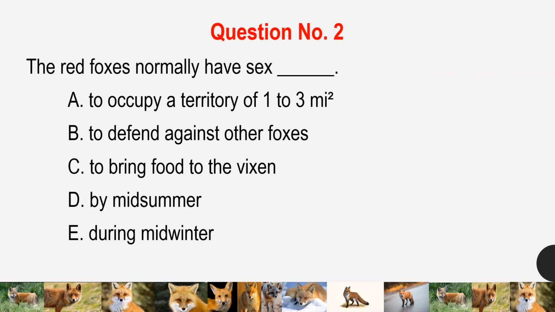Let's answer question number 2. The red foxes normally have sex. A. To occupy a territory of 1 to 3 miles squares. Untuk menguasai kawasan seluas 1 sampai 3 mil persegi. Bukan itu tujuannya. B. To defend against other foxes. Untuk mempertahankan diri dari rubah-rubah yang lain. Juga bukan itu tujuannya. C. To bring food to the victim. Untuk membawakan makanan pada rubah betina. Bukan ini juga tujuannya.